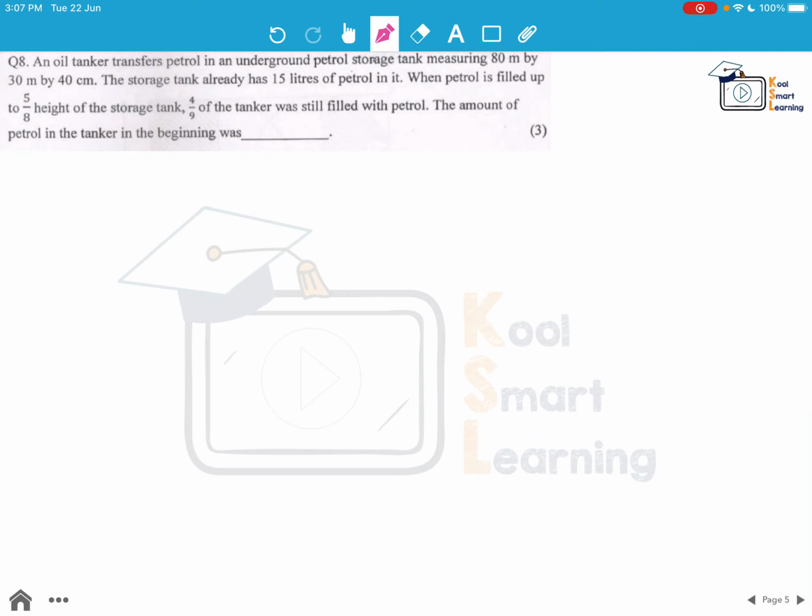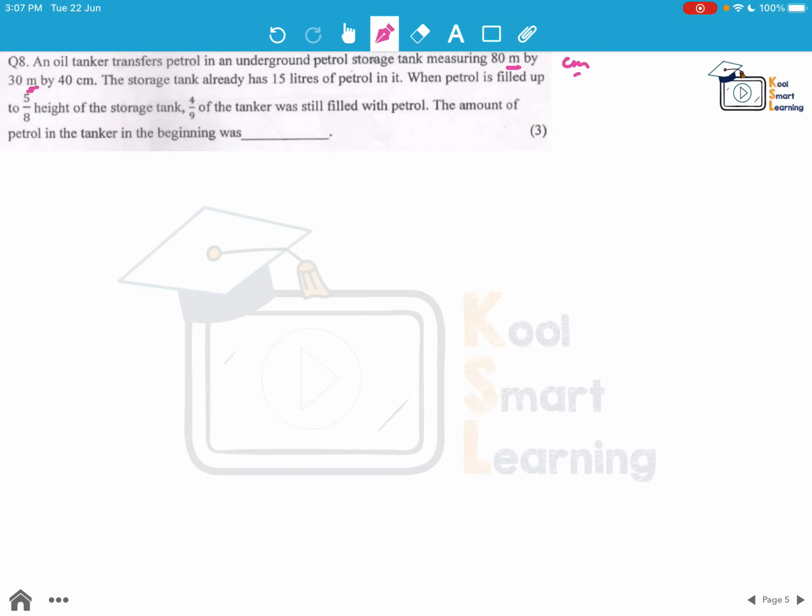Now moving to the last question of this session. An oil tanker transfers petrol in an underground petrol storage tank measuring 80. Here there should be a correction. The dimensions are shown to be 80 meter by 30 meter by 40 centimeter. It should actually be 80 centimeter, all taken in centimeter. So 80 by 30 by 40 centimeter.